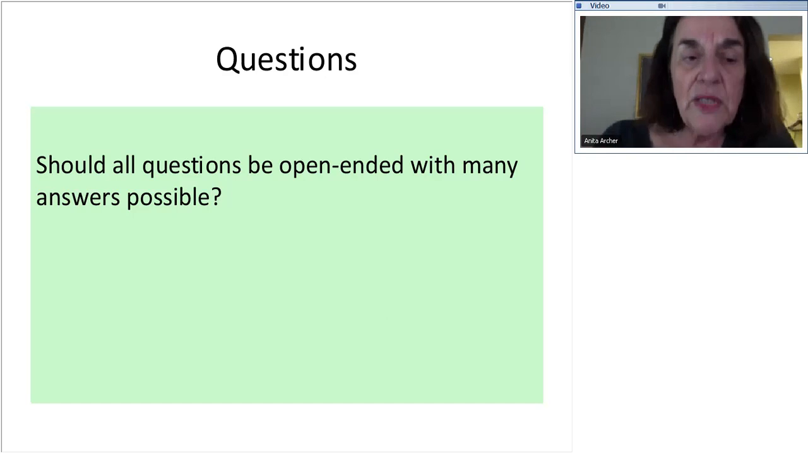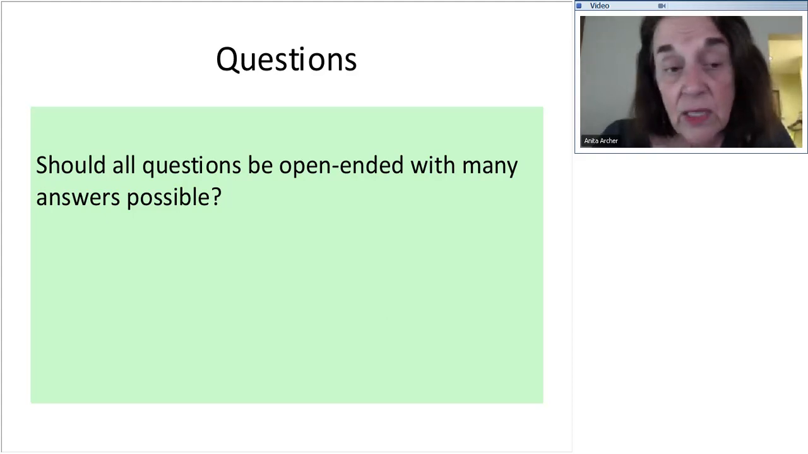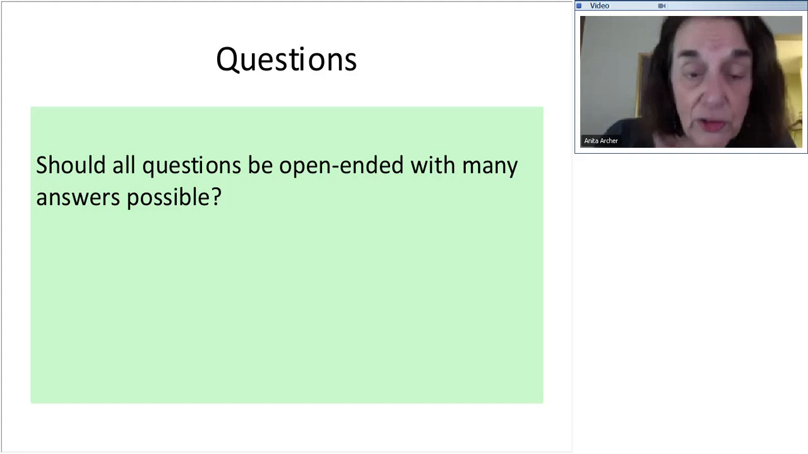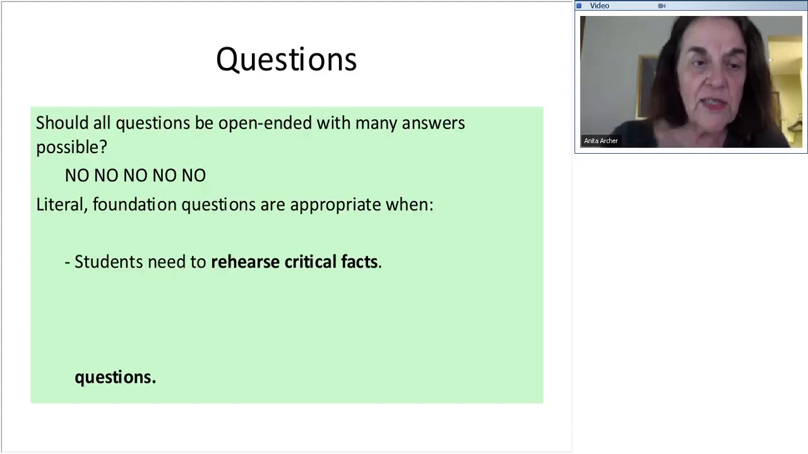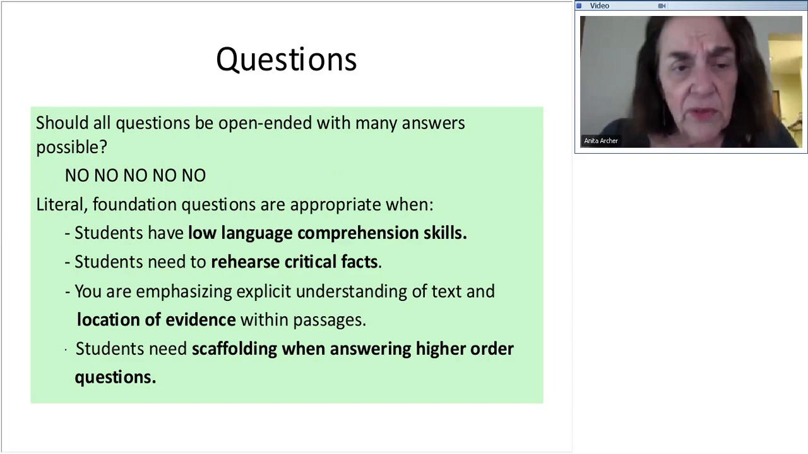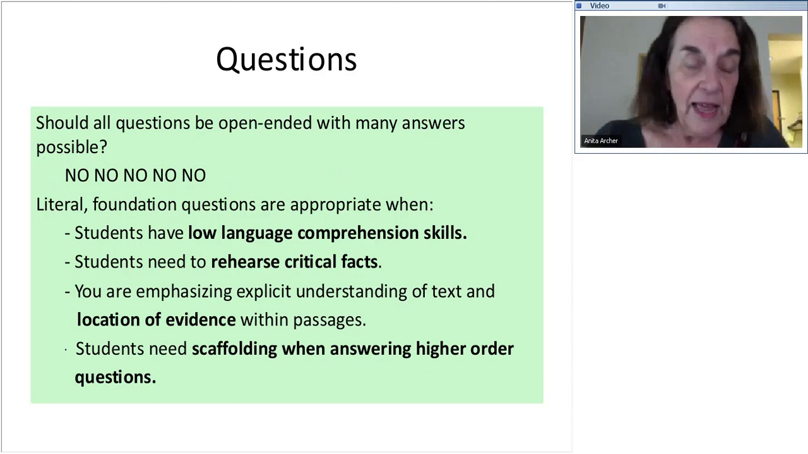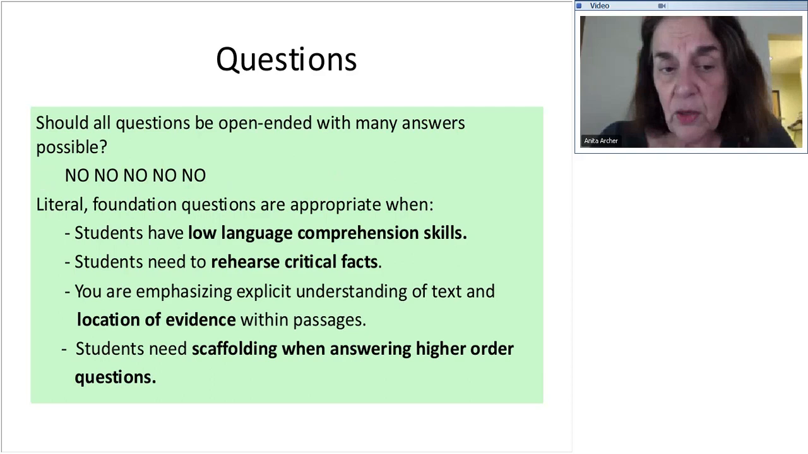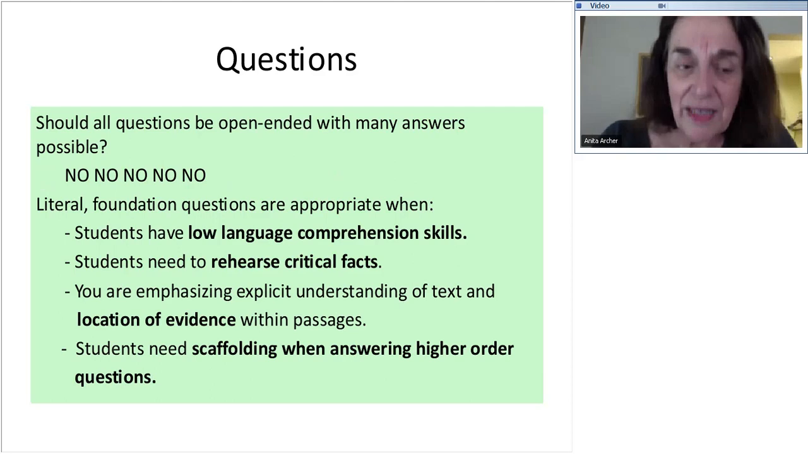If you look at the reviews of research on asking questions, Northwest Regional Lab a little while ago did a really thorough review and found that many children, particularly young children, did grow more by some literal questions, not just higher order. So here is my response to that. Should we have all open-ended higher order questions? No, no, no. Literal foundation questions are appropriate in many cases.